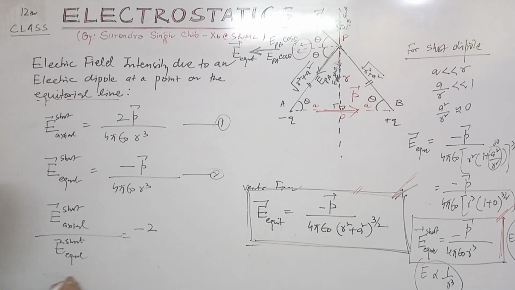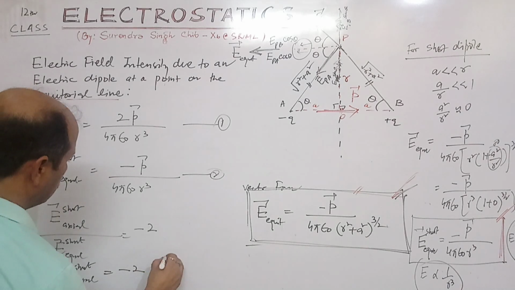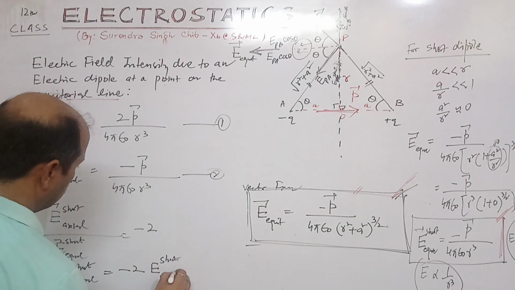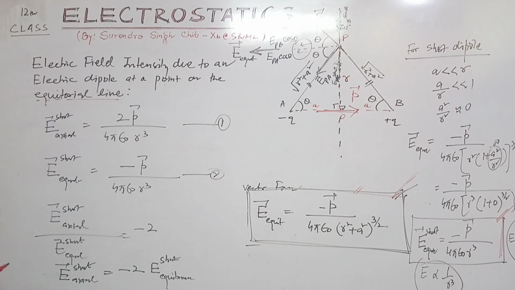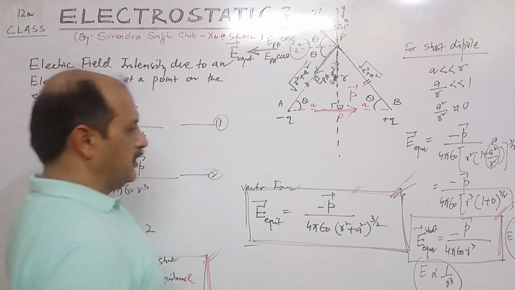It means E short axial is minus 2 times E short equatorial for the same distance r. If the distance is the same, the electric field intensity on the axial line is double and opposite in direction as compared to the electric field on the equatorial line. This is the comparison between these two cases, axial line and equatorial line.